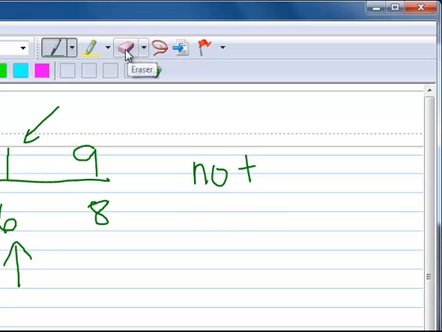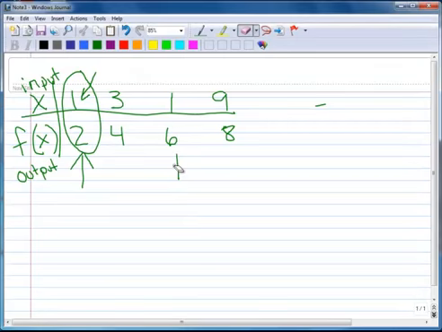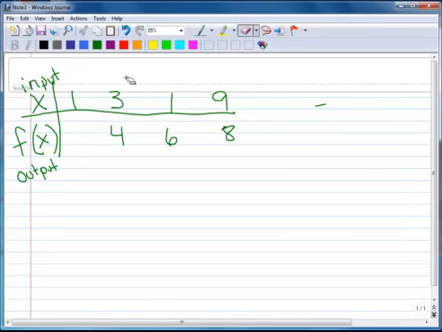Alright, let's make another situation. Let's get rid of some of this other clutter here. Okay, let's start over. So we put in 1 and we get out 2. And I put in 3 and I get out 4. Well, what if I put in 5 and I get out 4? Is that a function? Can I do that?